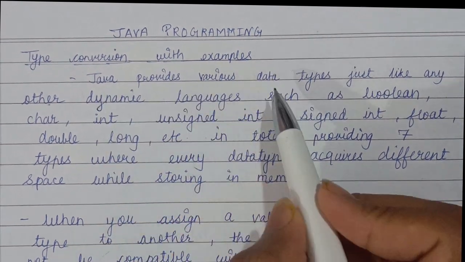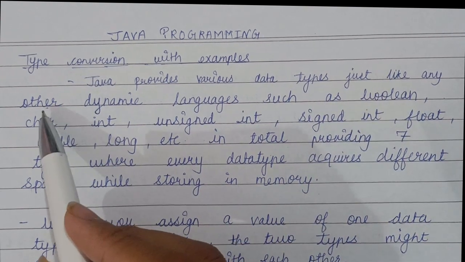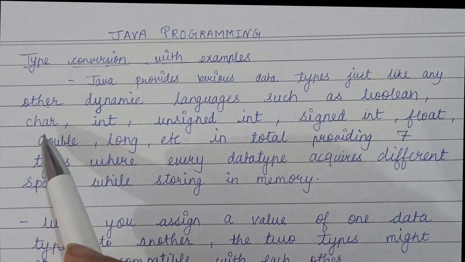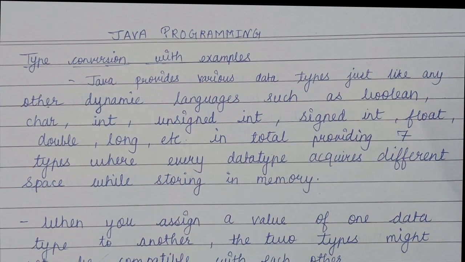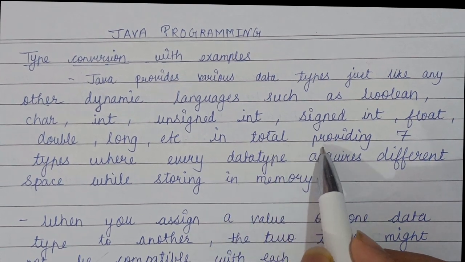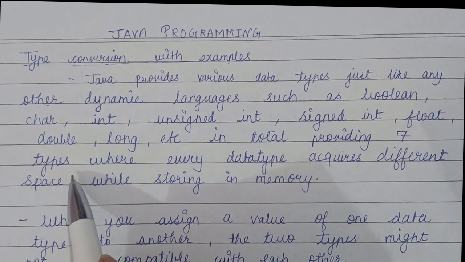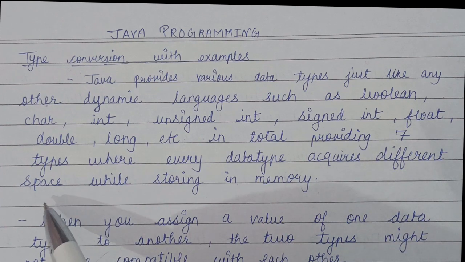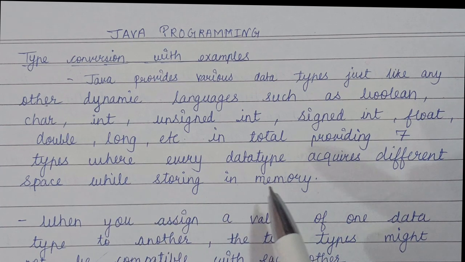Java provides various data types, just like any other programming language, such as boolean, char, int, unsigned int, signed int, float, double, long, etc. It provides various primitive and non-primitive data types. In total, it provides 7 types of data types, where every data type acquires different space while storing in memory.